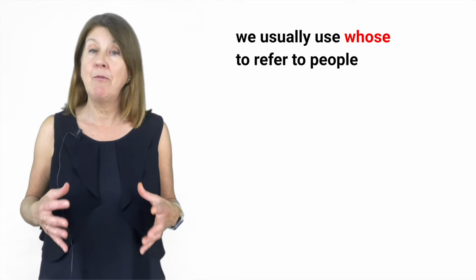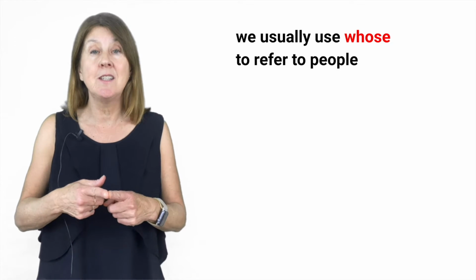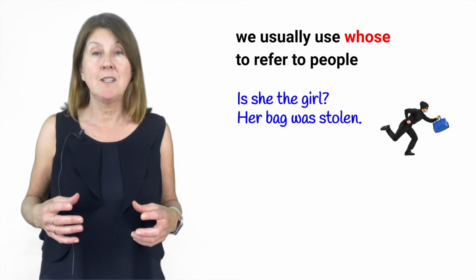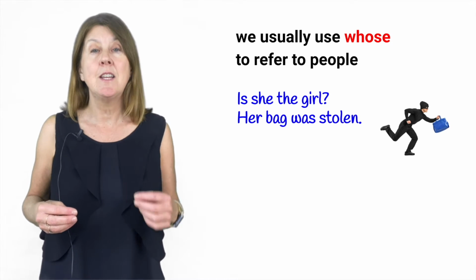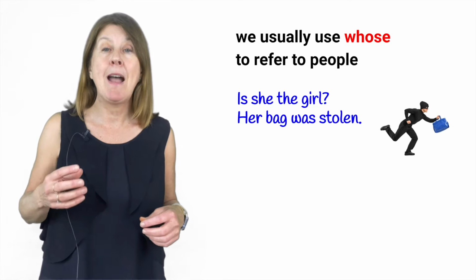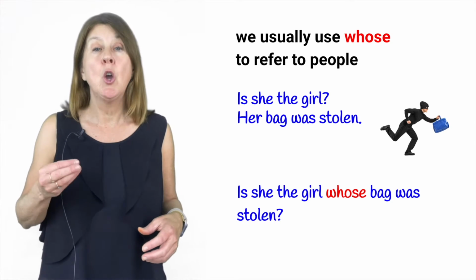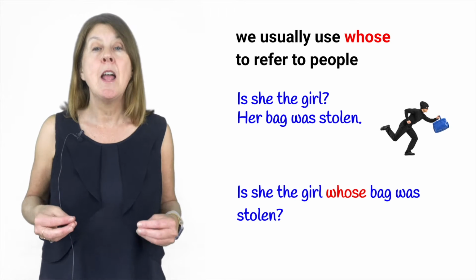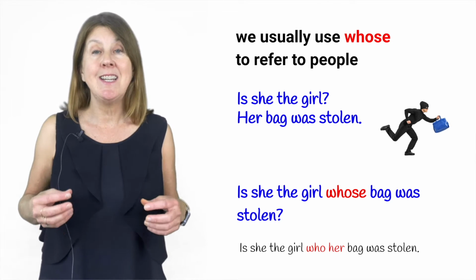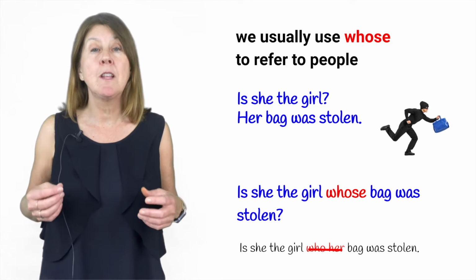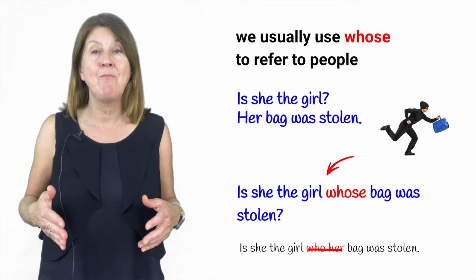For example, if we wanted to join these two sentences to have one sentence and a relative clause, we would do this. So the two sentences, is she the girl and her bag was stolen, becomes, is she the girl whose bag was stolen, and not, is she the girl who her bag was stolen. Whose shows that the bag belongs to the girl.